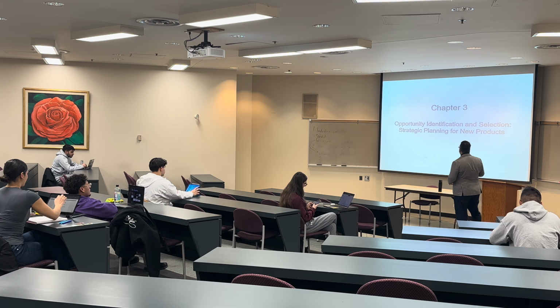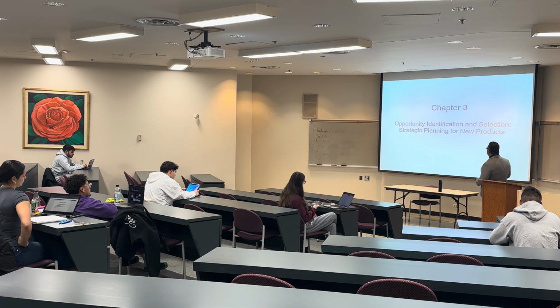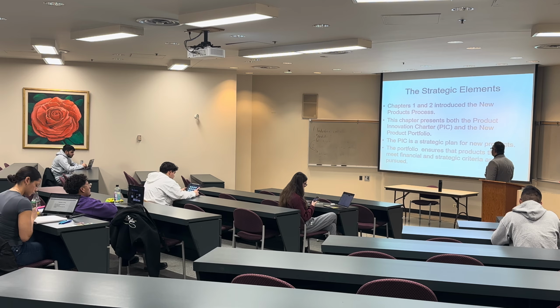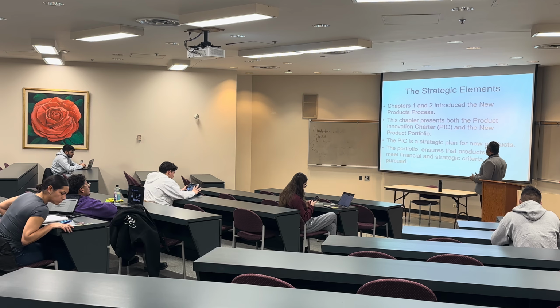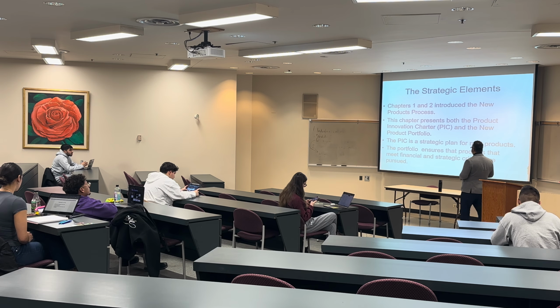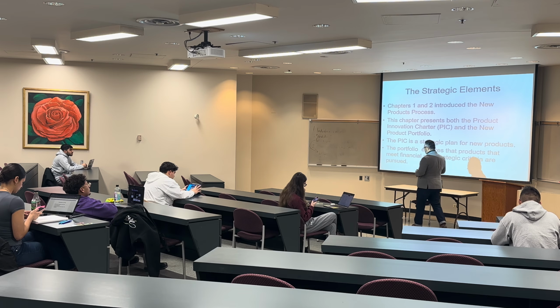All right, this chapter focuses on opportunity identification and selection, strategic planning for new products, right? So chapters 1 and 2, we just got the introduction to the process. This chapter presents both the PIC and the new product portfolio, right? We say the product innovation chart is a strategic plan for new products. The portfolio ensures that products that meet financial and strategic criteria are pursued.